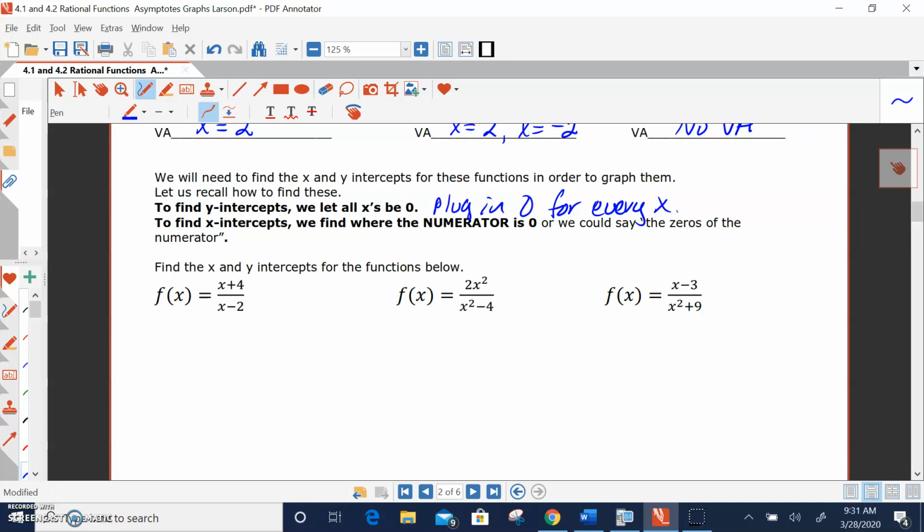So we need to remember, vertical asymptotes come from the zeros of the denominator. Y-intercepts come from plugging a 0 in for every x. And the x-intercepts are going to come from finding the zeros of the numerator. So we're going to set the numerator to 0 to find the x-intercepts. We'll set the denominator to 0 to find the vertical asymptotes. And then we'll plug a 0 everywhere for x to find the y-intercepts.